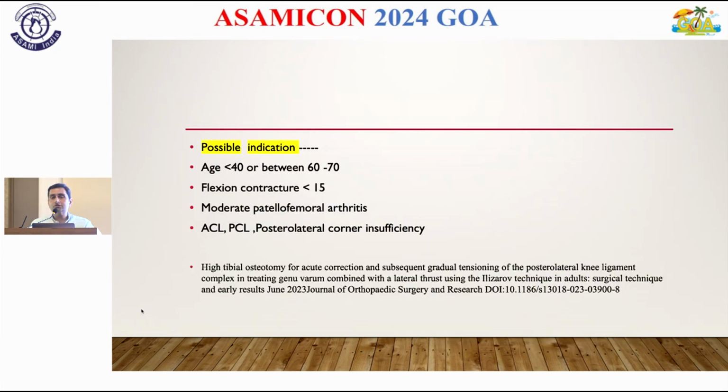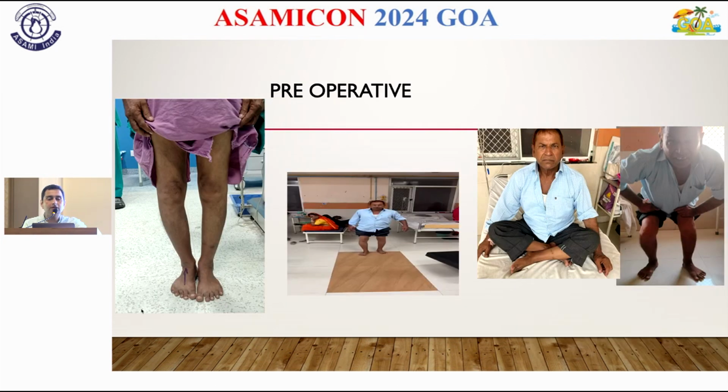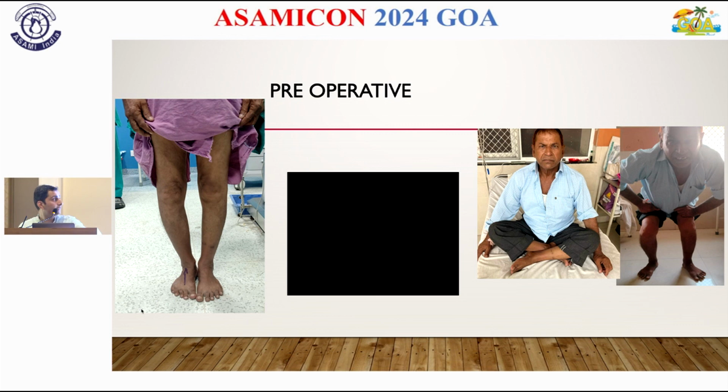And now, what are the possible indications? Patients with less than 40 years of age group or patients between 60 to 70 years of age group, patients with moderate patellofemoral arthritis, and also posterolateral corner insufficiency. This is a 65-year-old male who is a farmer, with a varus deformity and typical complaints of difficulty in squatting.